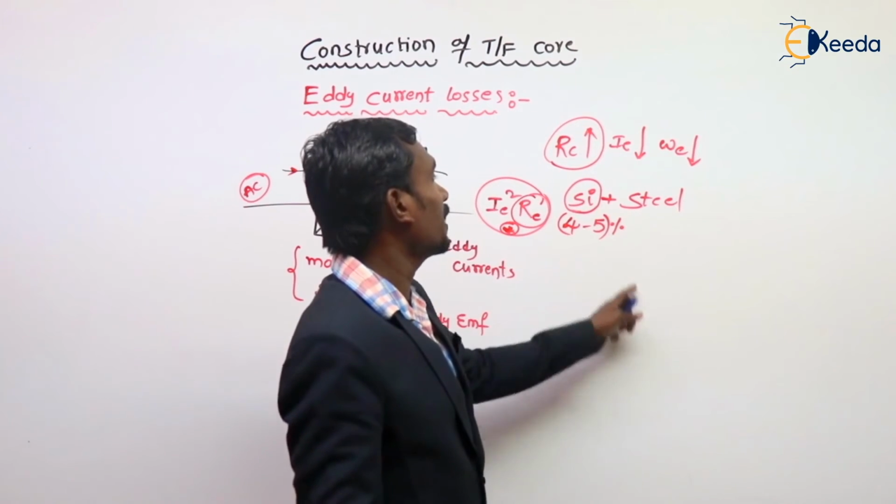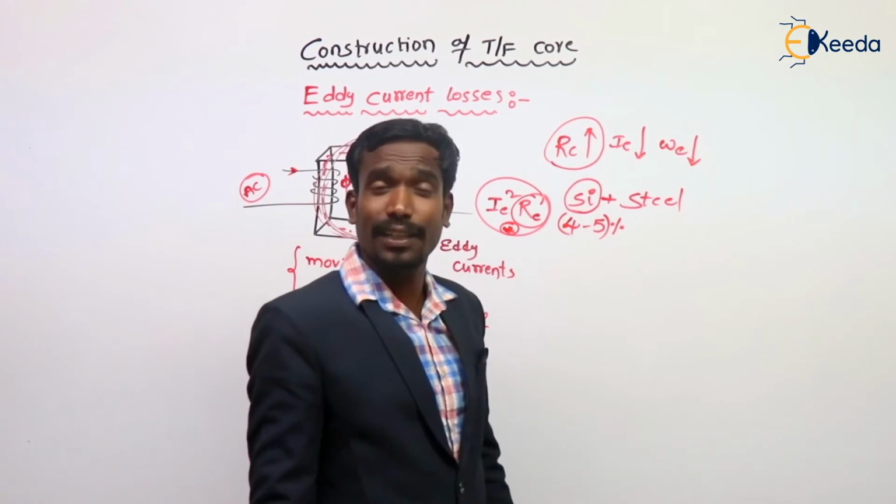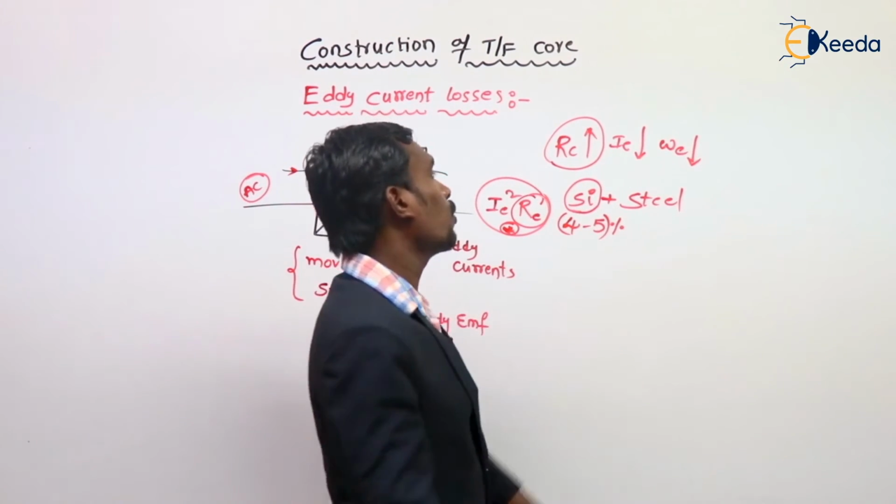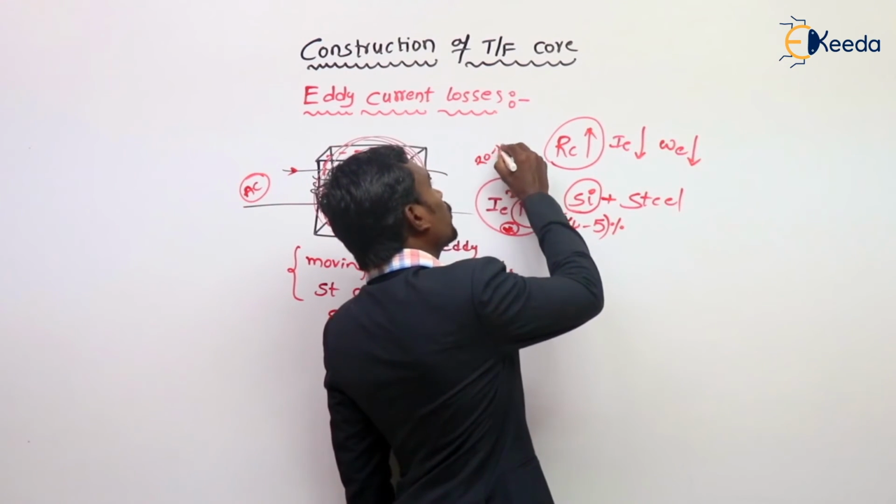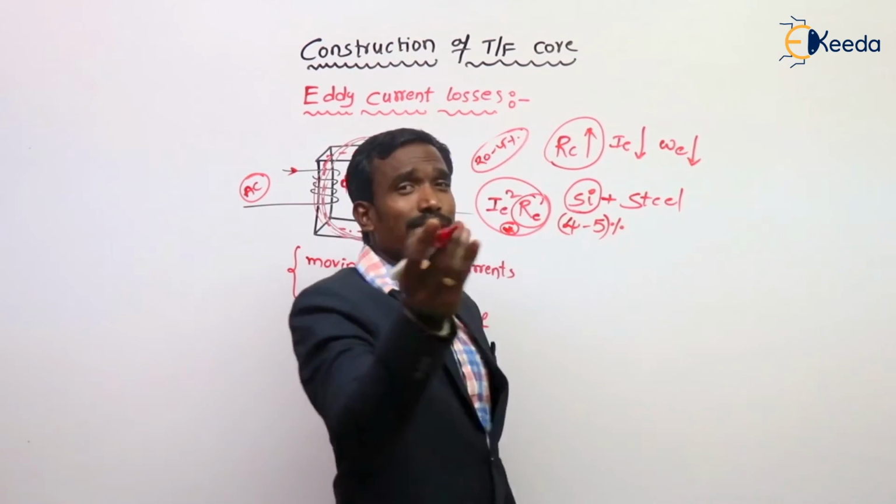Sir, you are saying that if silicon is added to the steel, eddy currents reduce. So I am going to add around 20 to 25% silicon. Then what is the problem, sir?